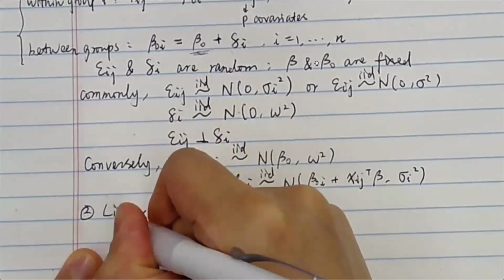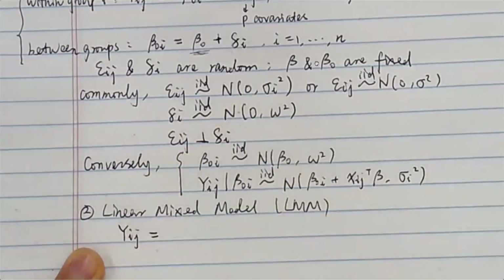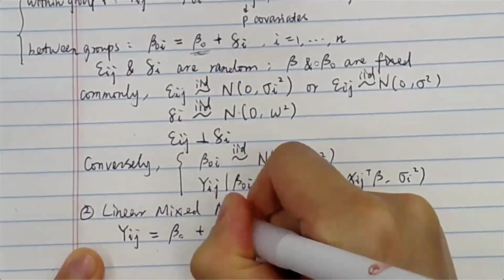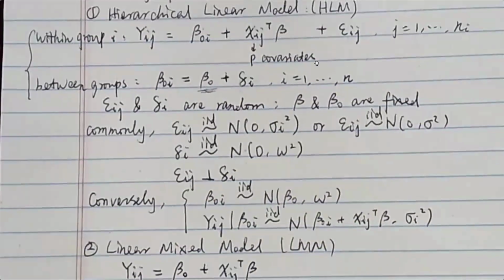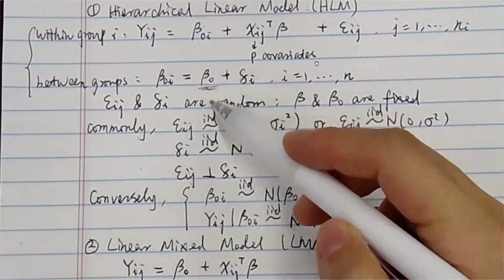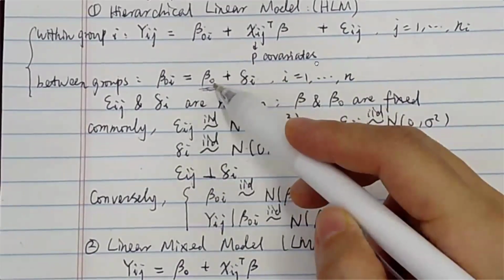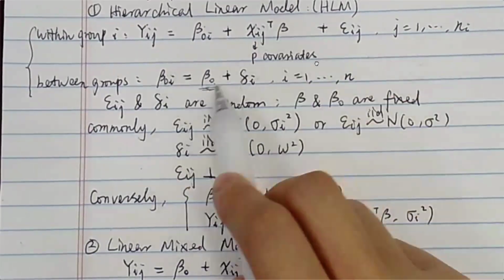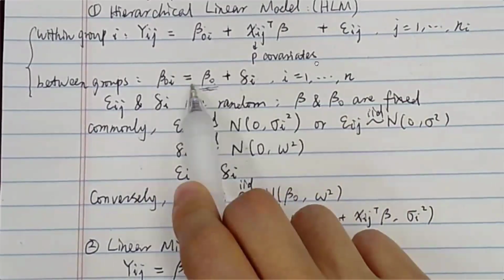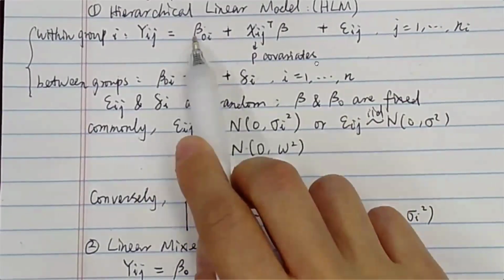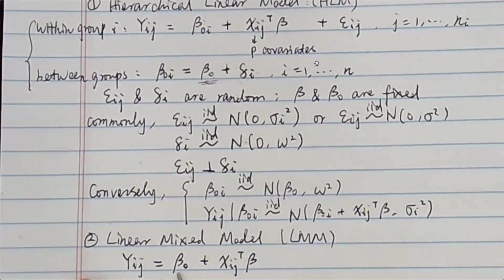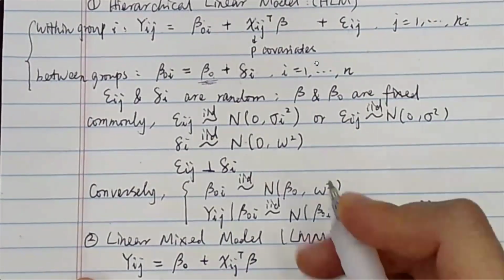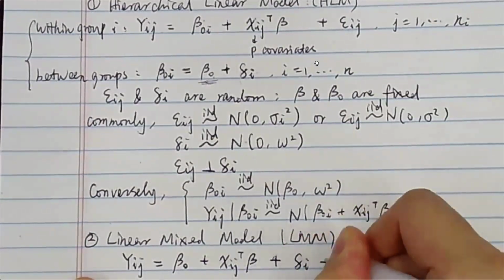So we just directly write Yij equal to beta 0, the common intercept, plus Xij transpose beta. They are all carried down from up here, beta 0, Xij. I basically put this beta 0i equals beta 0 plus delta i into the top one to combine them into one layer. So I have beta 0 plus Xij transpose beta plus delta i plus epsilon ij.